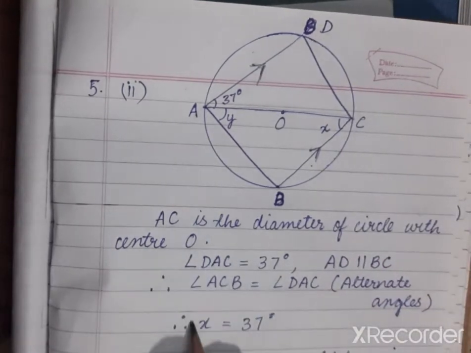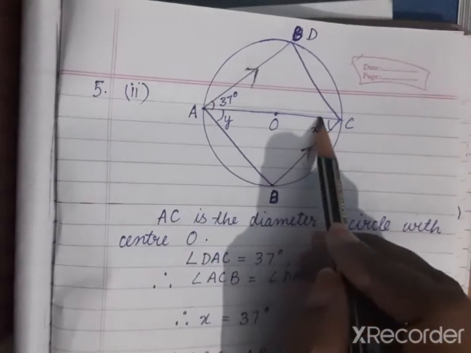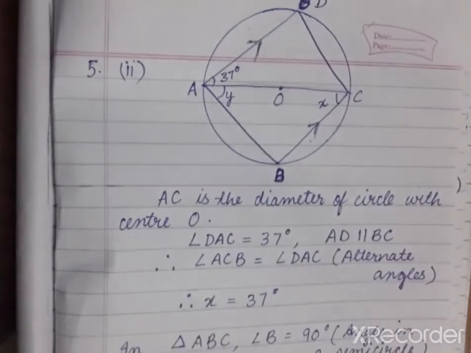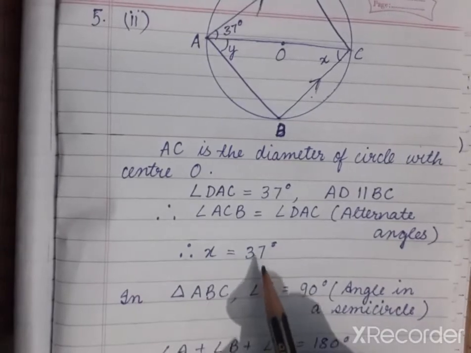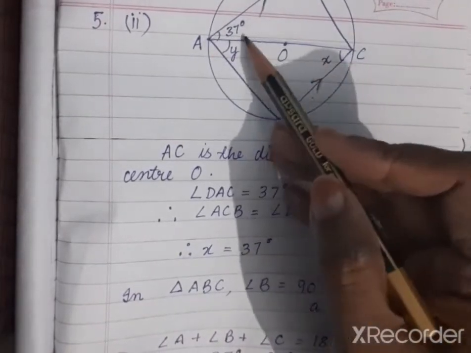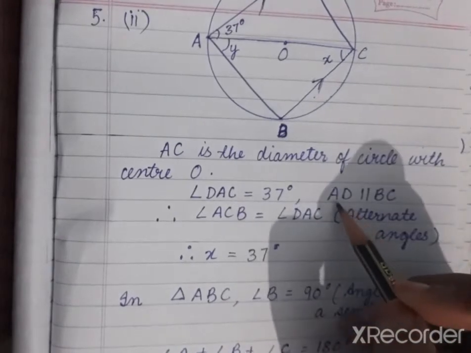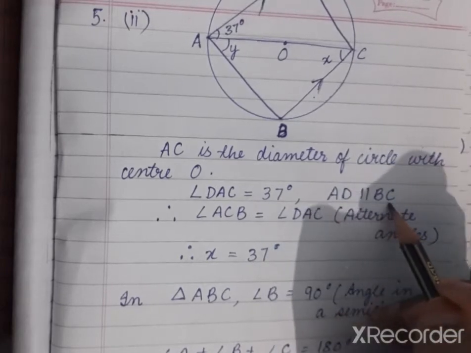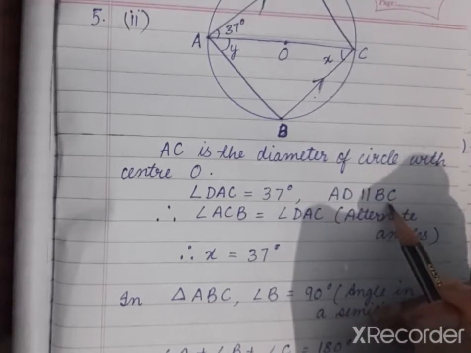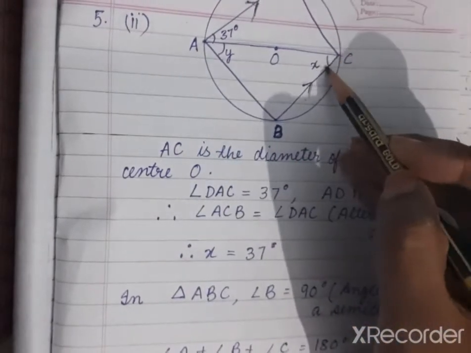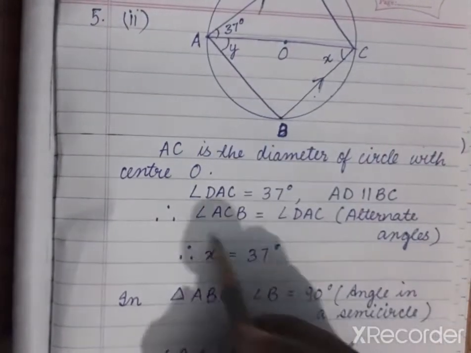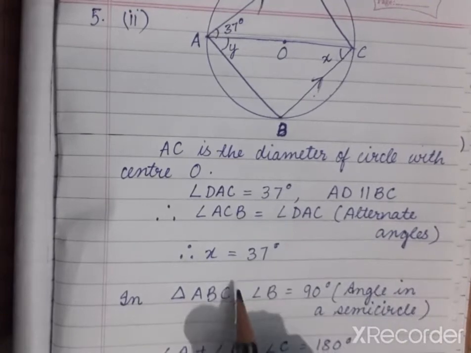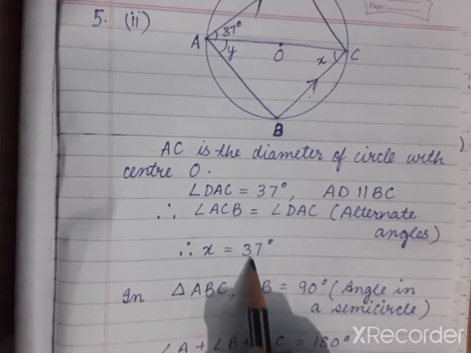Now we can say that AC is the diameter of the circle. Here I have assumed AC is the diameter of the circle with O as the center. Now in the question it is given angle DAC is 37, and AD is parallel to BC. As AD is parallel to BC, angle ACB will be equal to angle DAC by alternate angle. Therefore, angle X will also be equal to 37.